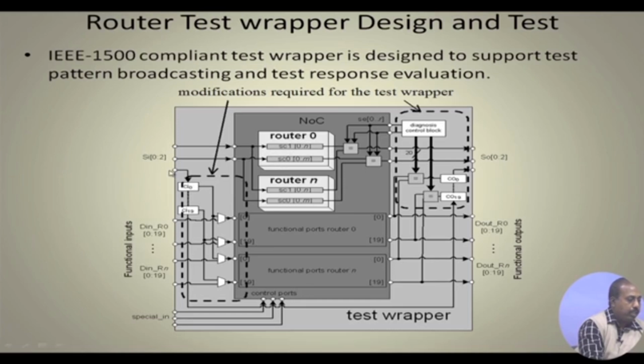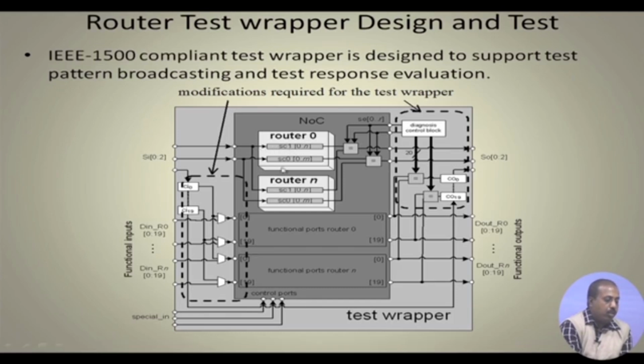Then scan chain serial input 0 is feeding the functional inputs for the functional ports of the routers. All those functional ports are put on a chain, so they are being fed by this scan input 0. Then scan input 1 is feeding scan chain 0 of all the routers, and scan input 2 is feeding scan chain 1 of all the routers.